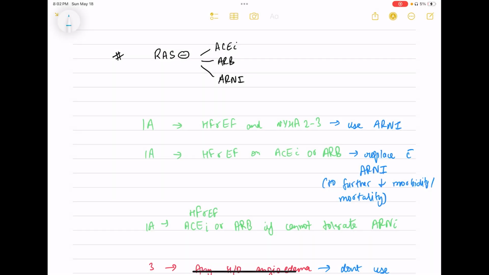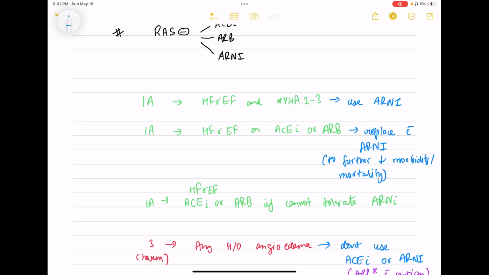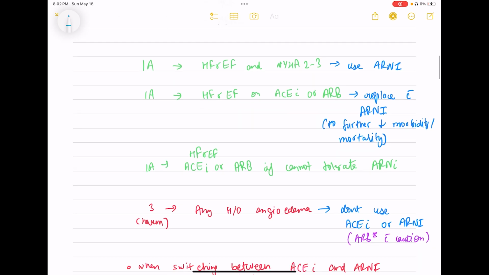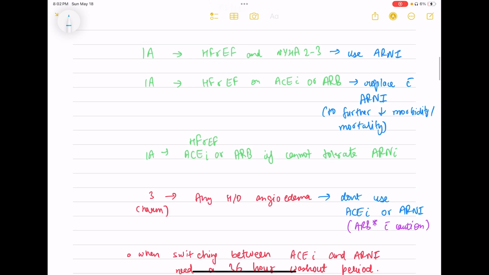All right, let's talk about RAAS inhibitors. So, ACE inhibitors, ARBs, and ARNIs. Recommendations: there's a 1A recommendation for HFrEF patients with NYHA 2 to 3 to use ARNI. 1A recommendation to use ACE inhibitor or ARB if ARNI is not tolerated. But if a patient is on ACE inhibitor or ARB and ARNI has not been tried, then it's a 1A recommendation to replace it with an ARNI to further decrease both morbidity and mortality.